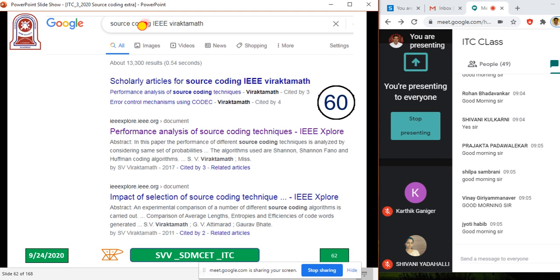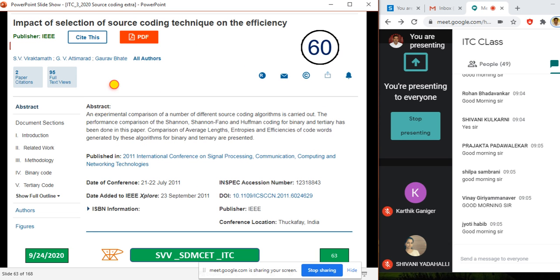When you type source coding IEEE Xplore, you'll come to know these papers. One paper is from 2017, another is from 2011. In 2011 I did this, and this is the first student who did a paper with me. If time permits, I'll spend time on this later. It is from 2011: impact of selection of source coding technique on the efficiency.